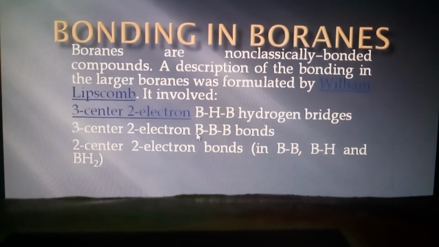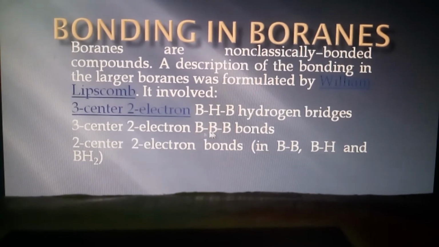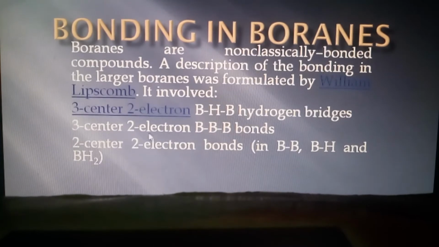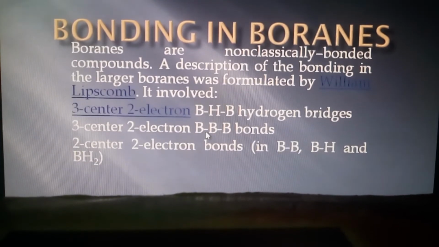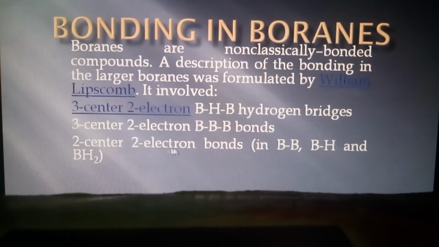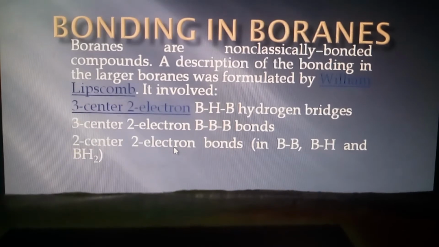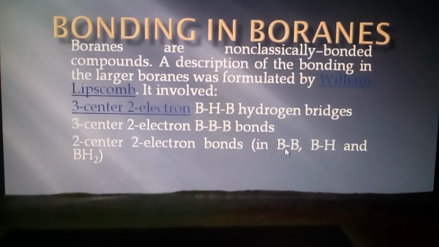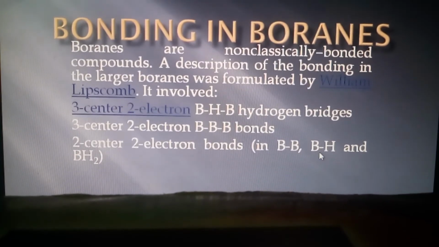atoms. Another type of bond is BBB bond, that is boron-boron-boron bonds. It is also a type of 3-centered 2-electron bond. The 2 bonded electrons are contributed by any 2 of these 3 boron atoms. Third type of bond is 2-centered 2-electron bond. There are 2 types of 2-centered 2-electron bond. First type is boron-boron bond and the second type is boron-hydrogen bond.